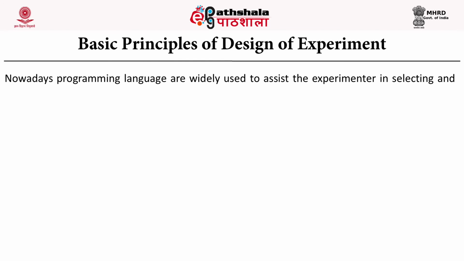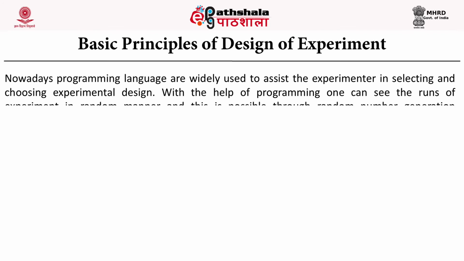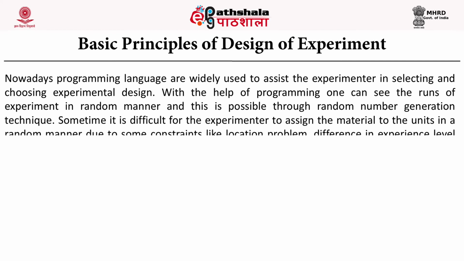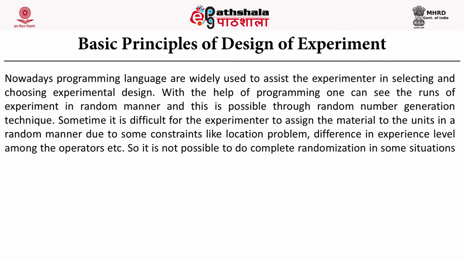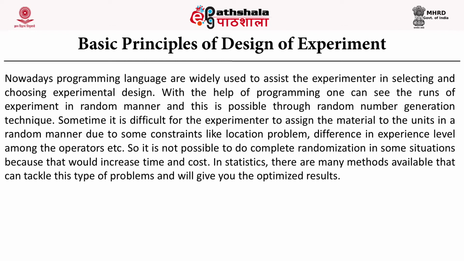Nowadays, programming languages are widely used to assist the experimenter in selecting and choosing the experimental design. With the help of programming, one can see the runs of the experiment in a random manner, and this is possible through random number generation techniques. Sometimes it is difficult for the experimenter to assign the material to the units in a random manner due to some constraints like location problems, difference in experience level among the operators, etc.